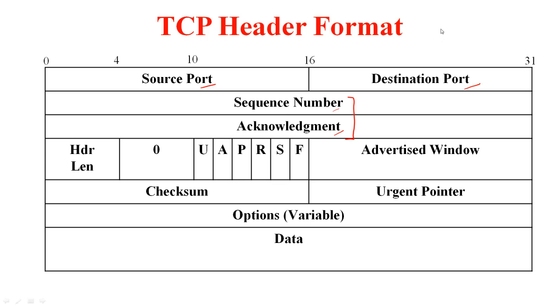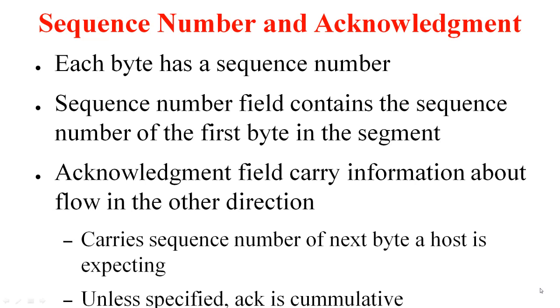Earlier, when we talked about sliding window protocols, we said a packet has sequence number 0, this next packet has sequence number 1, so on and so forth. But things are handled differently by TCP because it's a byte-oriented protocol. So let me get into the details. In TCP, each byte in fact has a sequence number.